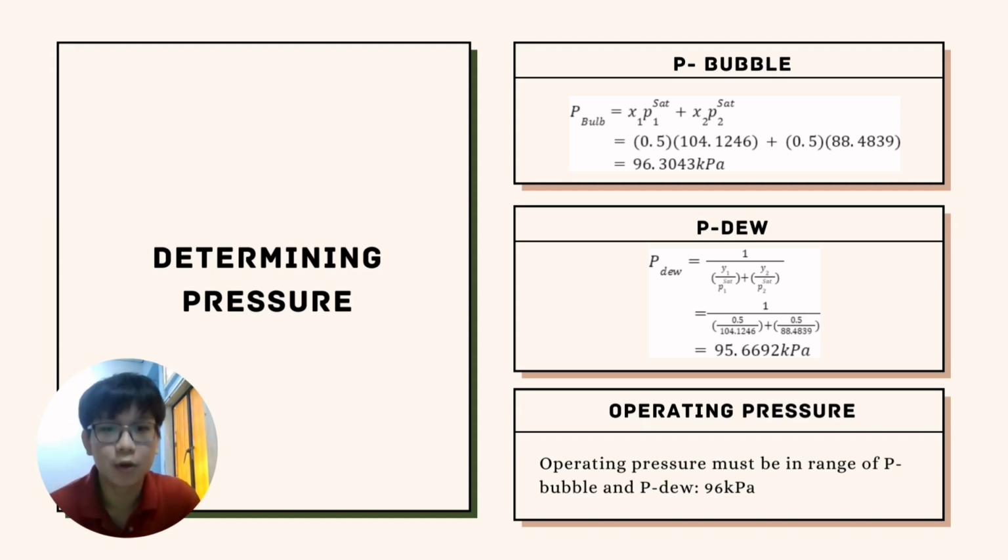For bubble pressure, the equation is x1 P saturation 1 plus x2 P saturation 2. After we insert the data, we will get the bubble pressure is 96.3043 kPa. And for dew pressure, the equation is 1 over y1 per P saturation 1 plus y2 per P saturation 2. After we insert the data, we will get the dew pressure is 95.6692 kPa. And the operating pressure must be in the range of P bubble and P dew. So we determine the operating pressure is 96 kPa.